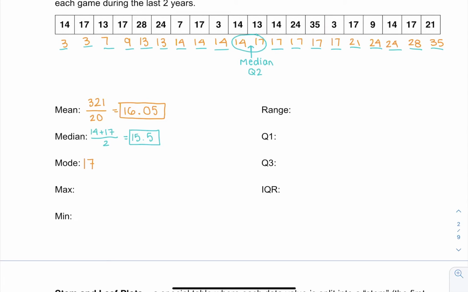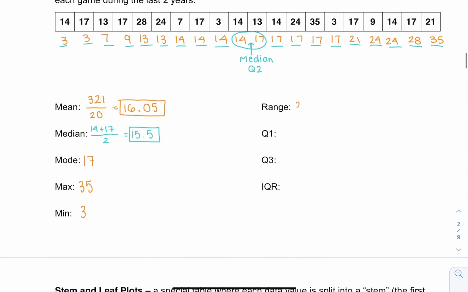Next, max and min are pretty easy to see. So our max is 35 and our min is 3. Our range, we take max minus min. So we do 35 minus 3, and we get 32.